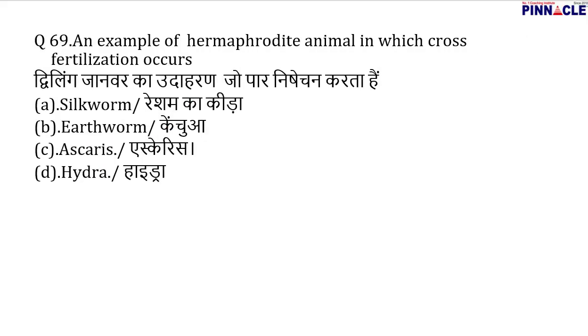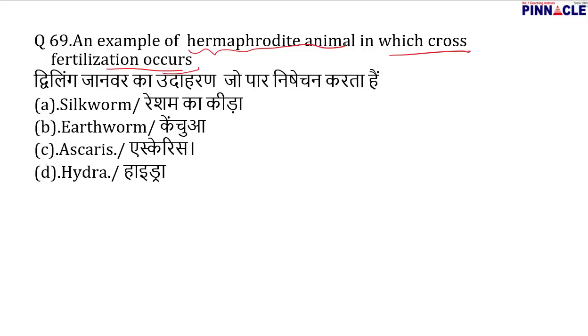After question number 68, question 69 is, an example of hermaphrodite animal in which cross fertilization occurs. First of all, try to understand what a hermaphrodite animal is. Hermaphrodite animals are those animals that possess both male and female reproductive organs during their lifespan. It means the same animal has male as well as female organs both. Sometimes these animals are capable of self-fertilizing, while there are certain others that require a partner.